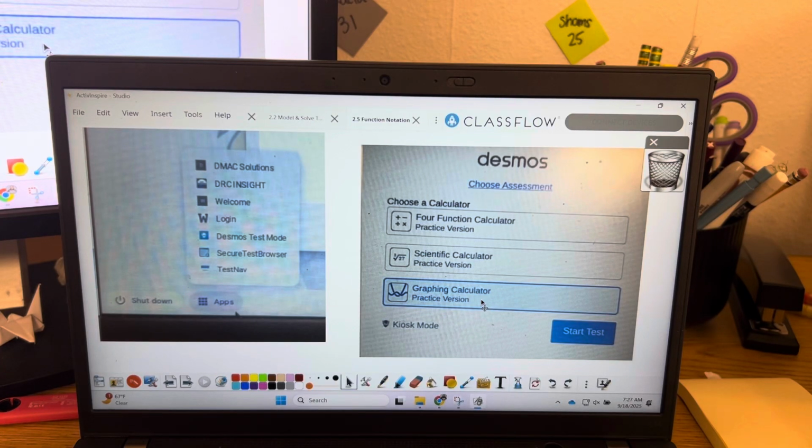Okay, so I wanted to show you, of course, something different. We're learning a new calculator today. I'm going to show you both the TI version and the Desmos version.